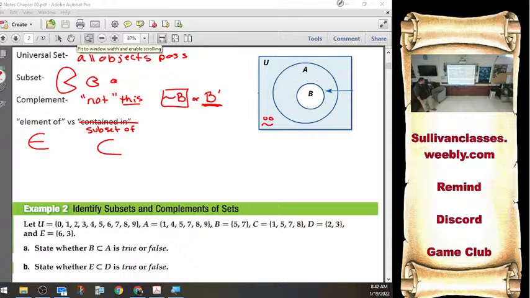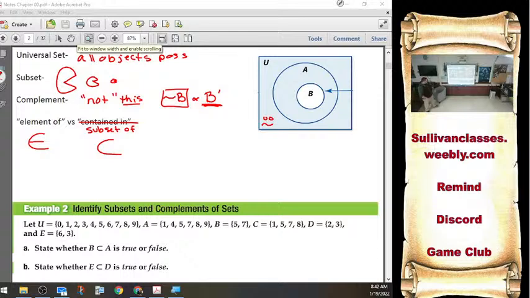So down at the bottom, they give you, U is your universal set. It's the set of all digits. Remember, there's 10 of them. 0 counts, not just 1 through 9, also 0. So I have 10 digits, and then A, B, C, D, and E are all subsets of that universal set.